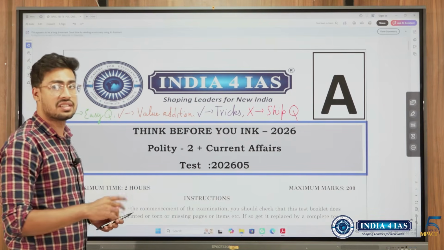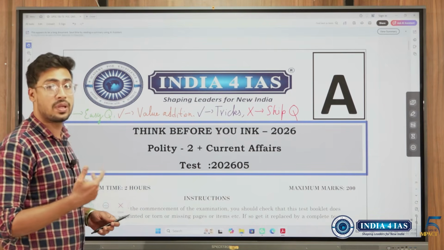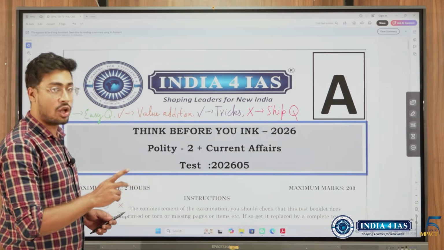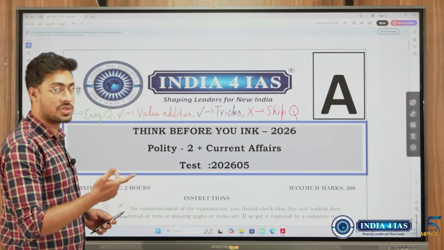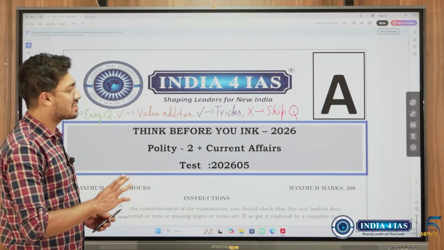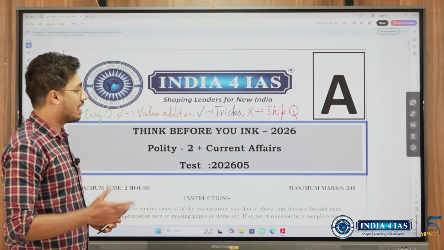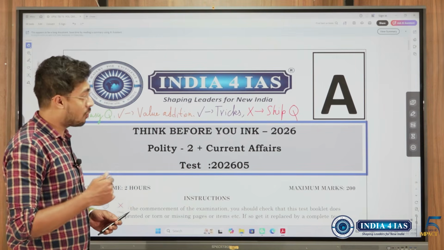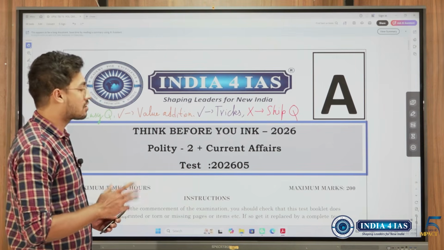Purple color tick mark means there is certain set of tricks which could be applied to get the right option or eliminate the other options. X mark means it is better that we skip this question because it is difficult and aspirants will mostly make mistakes in such sort of questions.